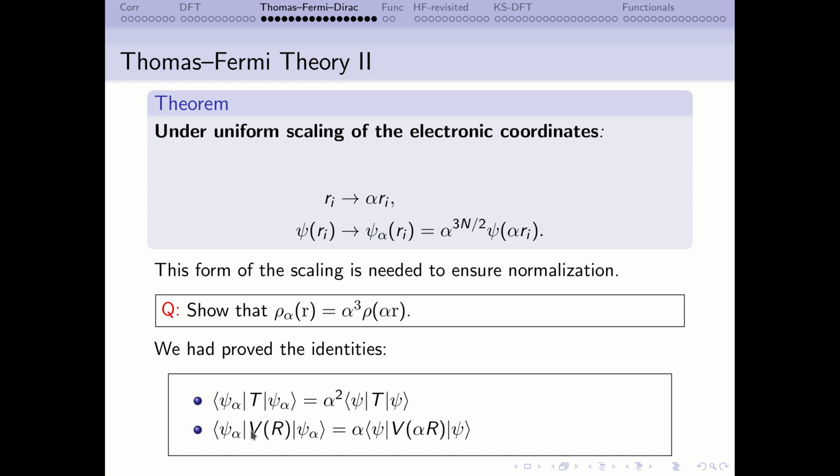We also showed that the electron, if this should have been V external, my apologies. So the external potential, and the R is kind of like my collective nuclear coordinates. If we took the expectation value of this external potential with psi alpha, we would get alpha times psi, this external potential with the nuclear coordinates now scaled, times psi. And the reason that we get a scaling function here and not here is that we haven't scaled our nuclear coordinates in this transformation.